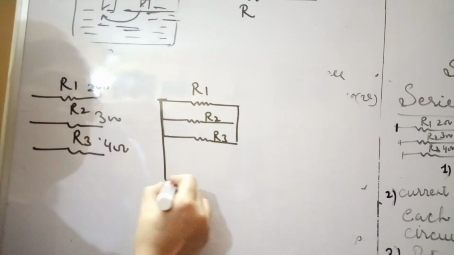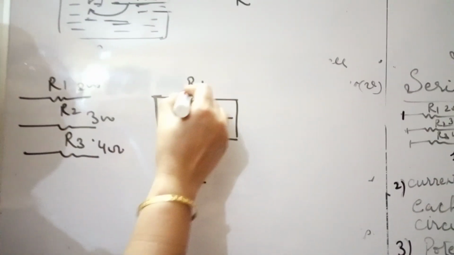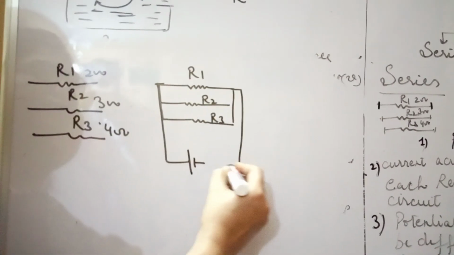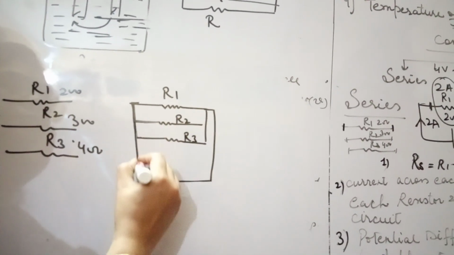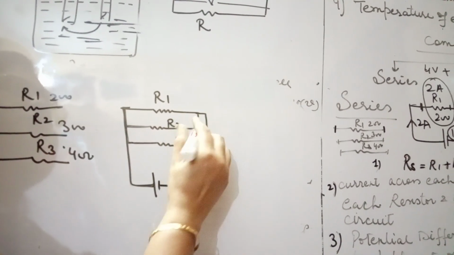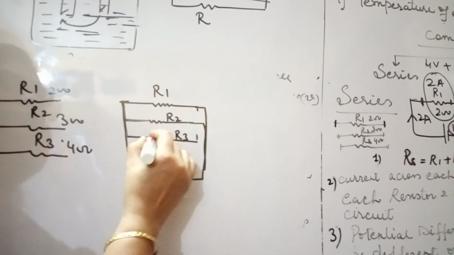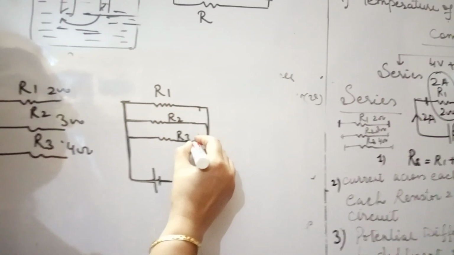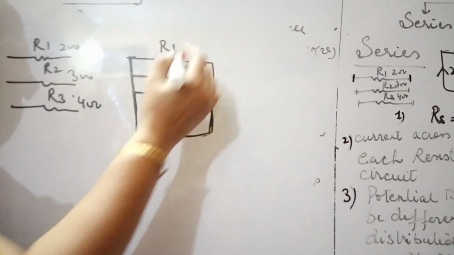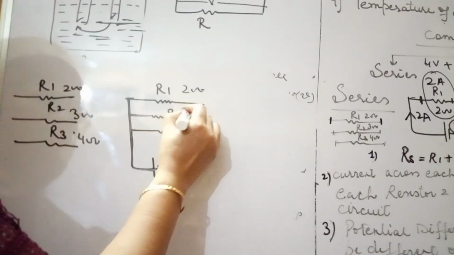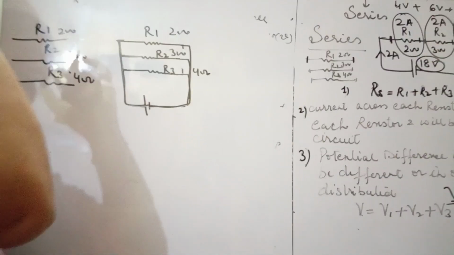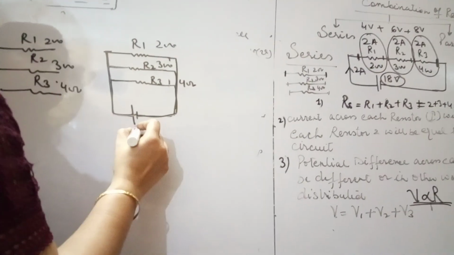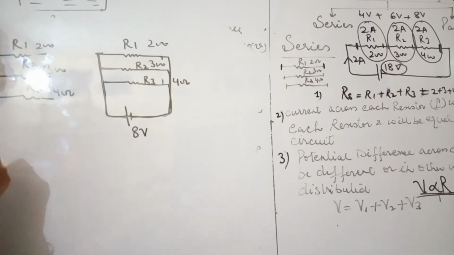R1 terminals go to the cell, one terminal positive, other negative. Same way R2 independently goes to positive, second terminal independently goes to negative. Same way third, R3, independently goes to positive and independently goes to negative. This is 2 ohm, this is 3 ohm and this is 4 ohm. So here for voltage, I just consider suppose 8 volt.